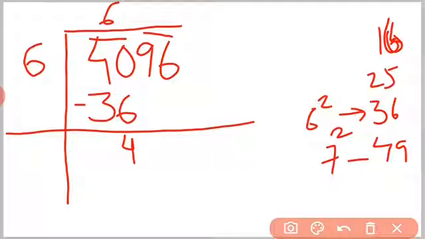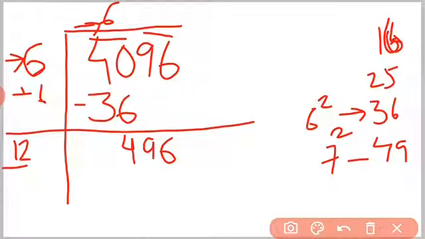Now what is the next step? The next step is to write the number that is left, 96. Now the new dividend is 496, and the next step is to add the divisor and the quotient. So when we add the divisor and the quotient, what do we get? We get 12, and write the number over here. So 6 plus 6 is 12.